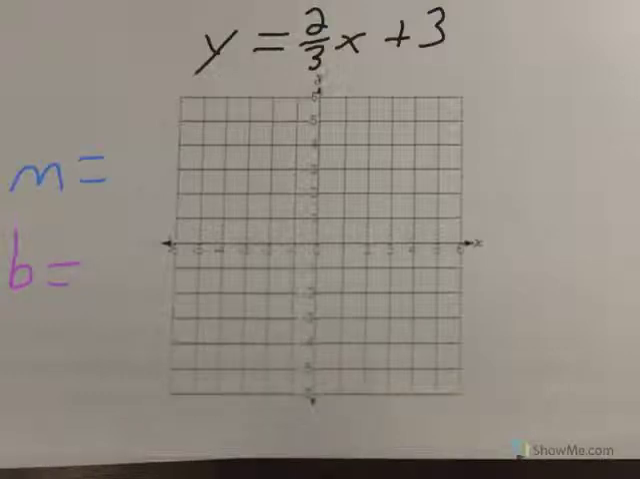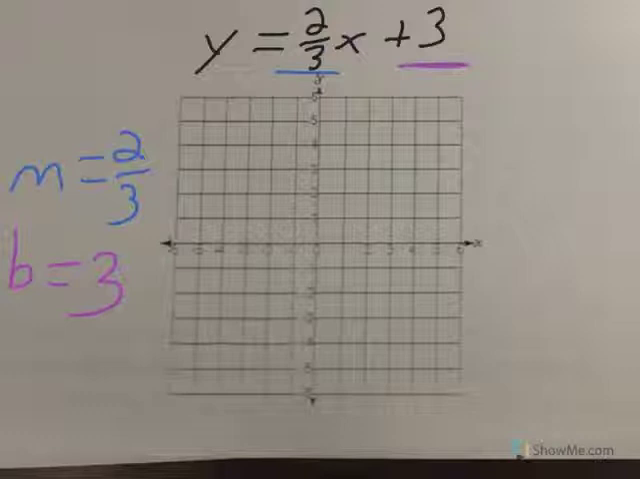If we look up at the equation, we see that the slope is going to be 2/3, and that the y-intercept right here is going to be 3.